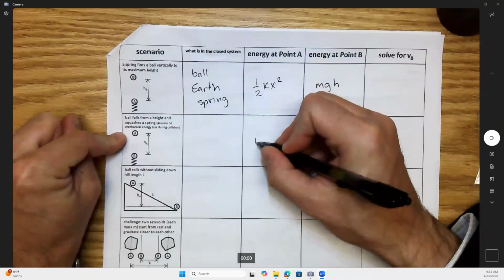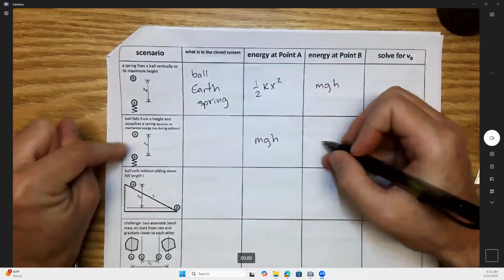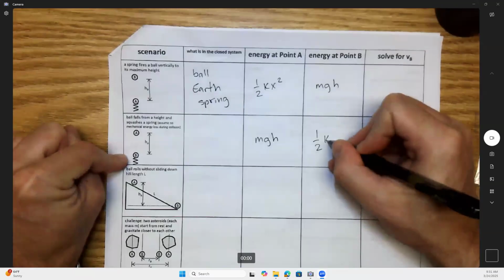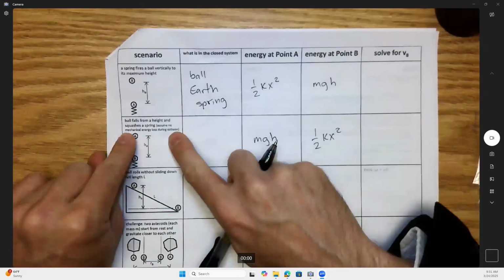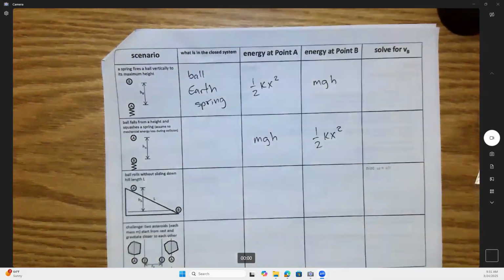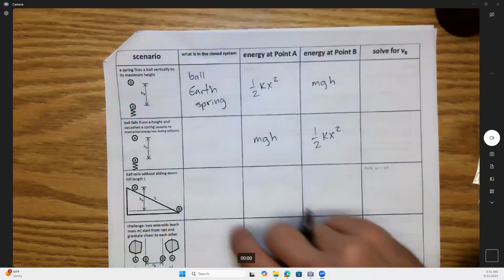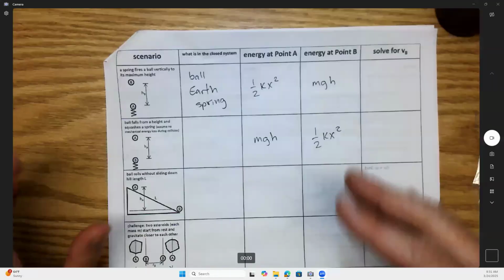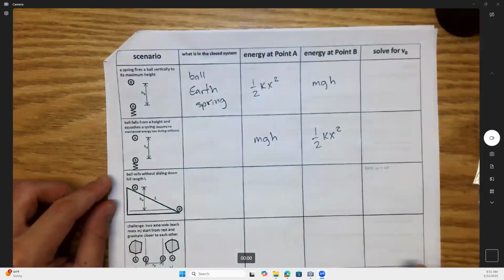Okay. Now for this next one, which I think is the same system, what type of energy at point A? MGH. And at point B, 1/2 kx squared. Okay. Now you are doing the simplifying assumption. I know there's a collision there. Whenever you see a collision, you should think momentum, with the exception of if there's a spring and it says to ignore the fact that it's a collision. They might say like a negligible mass spring.